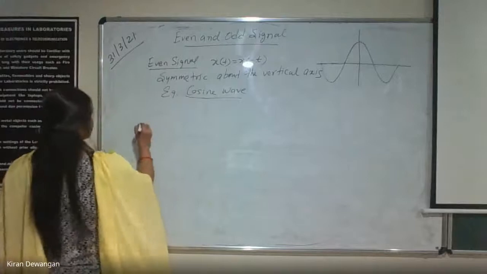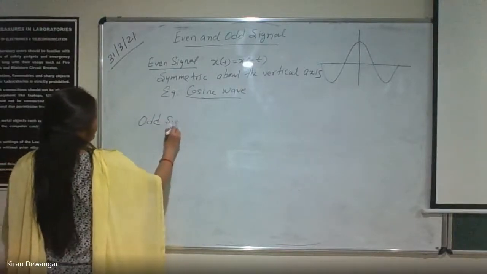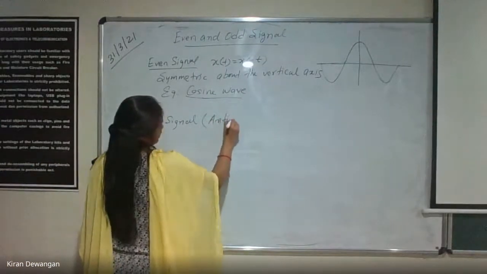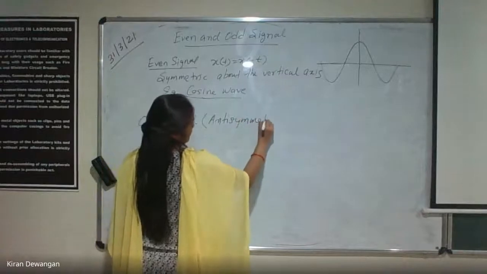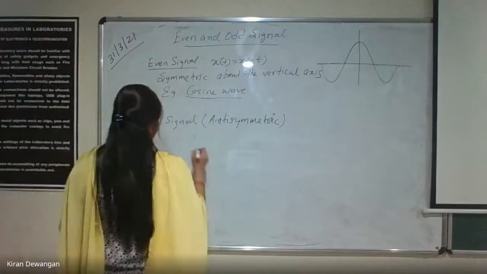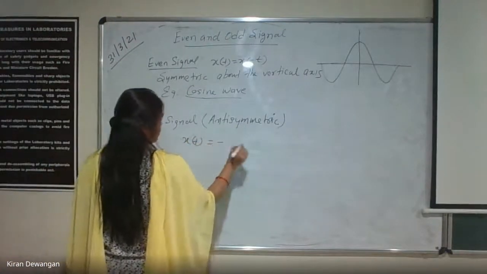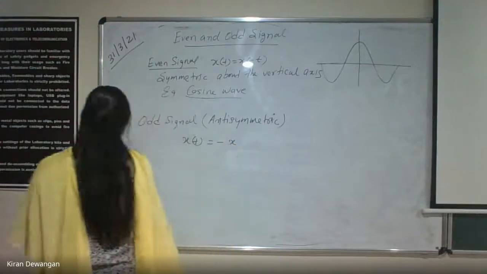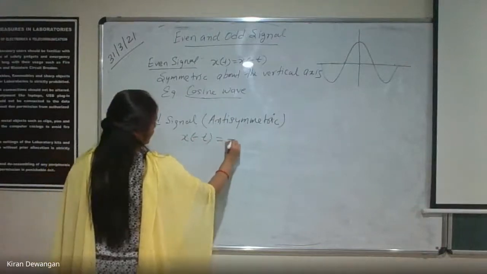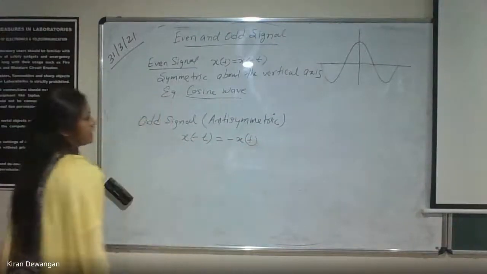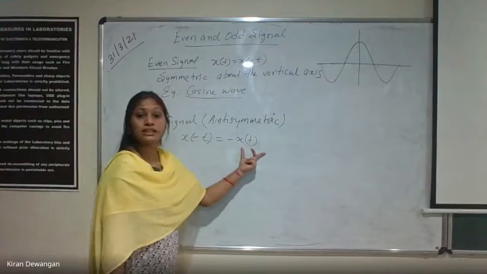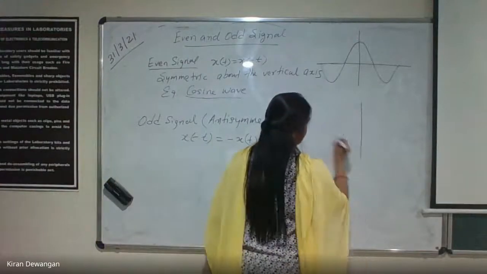Now let us talk about the odd signal. Odd signals are also known as antisymmetric. Antisymmetric means the condition is x of t should be equal to minus of x of, or we can write it as x of minus t should be minus of x of t. Meaning, if x of t is any signal. Now let me give you the example.